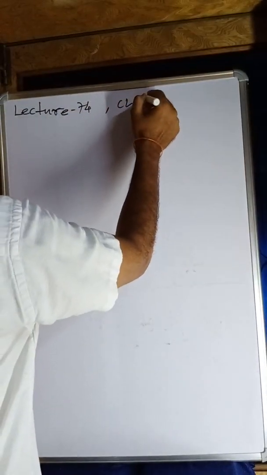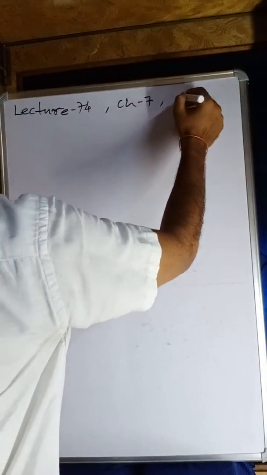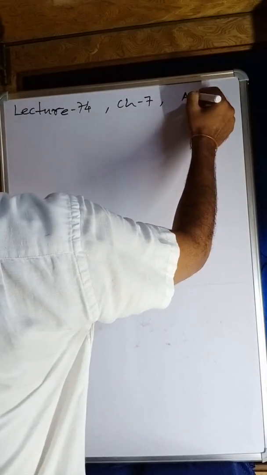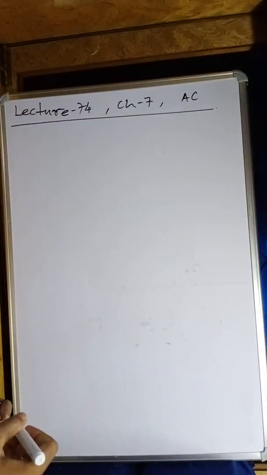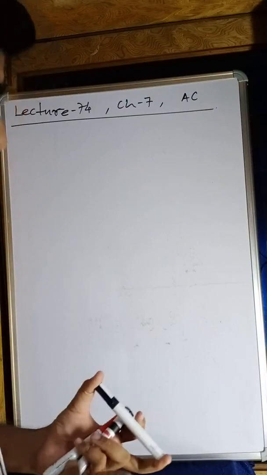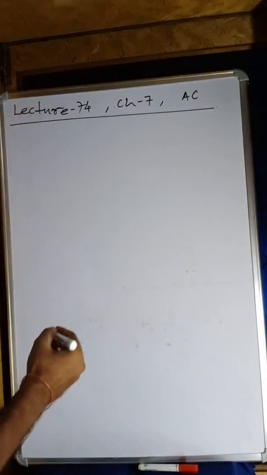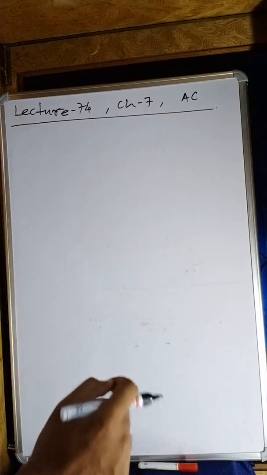We are in chapter number 7 of NCERT, and we are studying alternating current, that is the AC. Okay student, we have studied alternating current, which has two values. It is the peak value and RMS value. And one more thing we have studied, it is the average value. How to represent the average value?